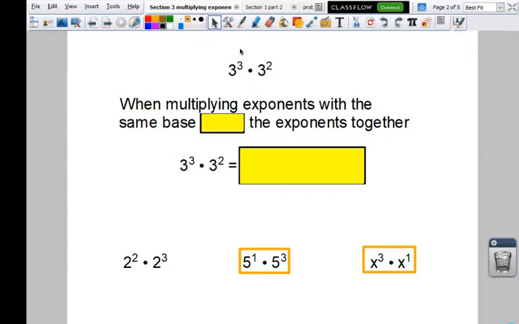Okay, so we're going to do 3 to the 3rd times 3 squared. When we multiply with our exponents together, I'm actually going to do this the long way first, and then I'll show you the shortcut. So I have 3 to the 3rd times 3 squared, right?